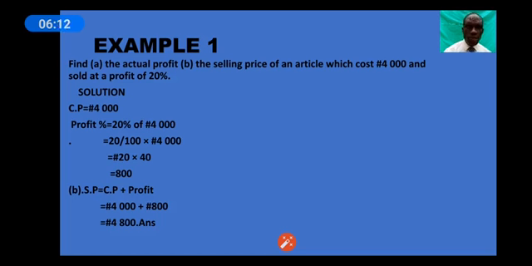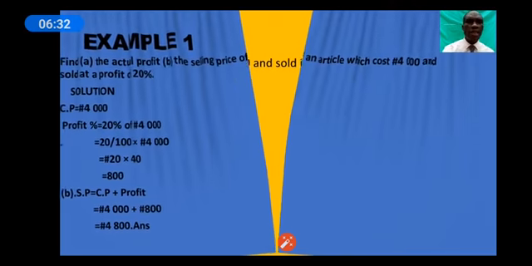Remember that selling price is equal to cost price plus profit. And so to answer the B part, we have that selling price is equal to 4,000 naira plus 800 naira. This gives us a selling price of 4,800 naira. We go to a second example.